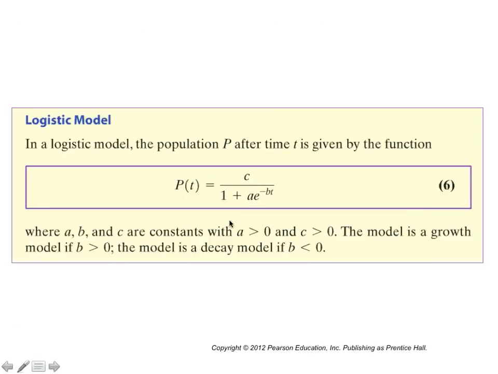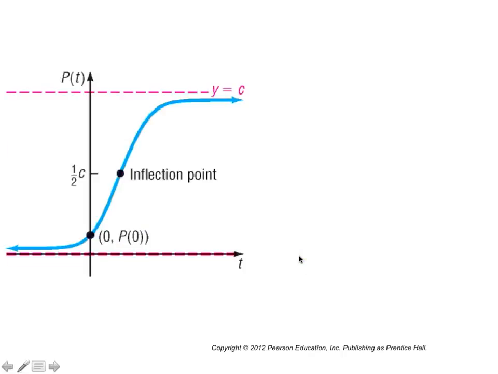Okay, now we're going to talk about logistic models. In a logistic model, the population P after a time t is given by this function here. So P of t equals C divided by 1 plus A times e to the negative Bt power. A, B, and C are going to be constants. A is greater than 0 and C is greater than 0. And then the model is a growth model if B is greater than 0, and the model is a decay model if B is less than 0.